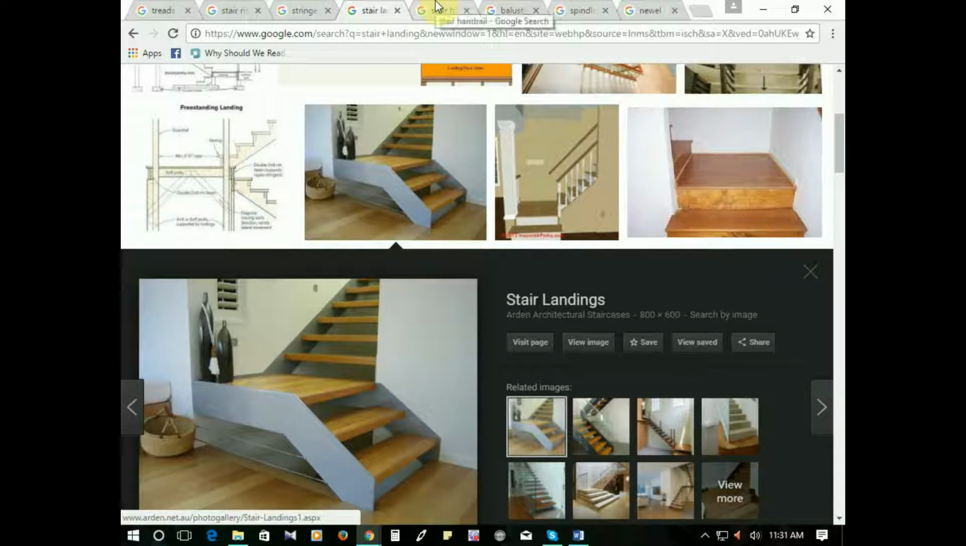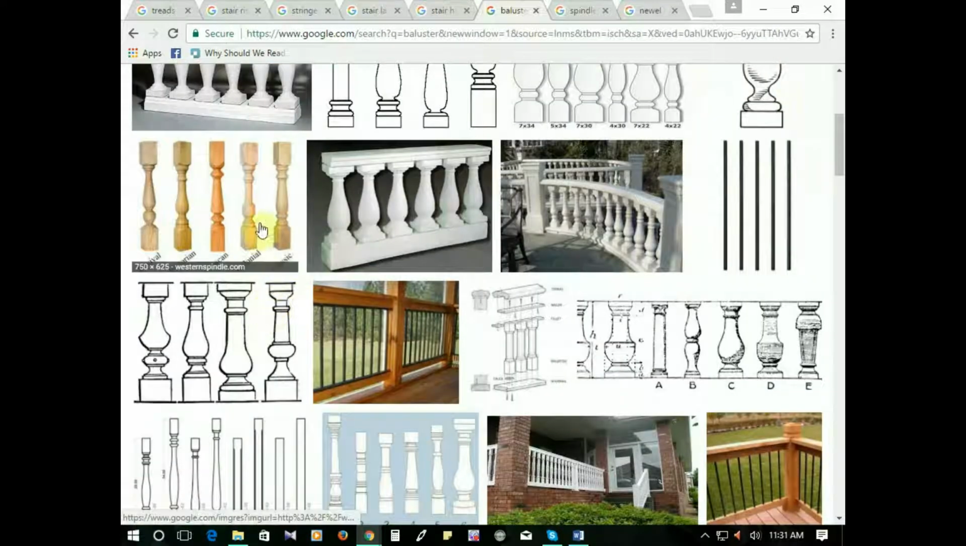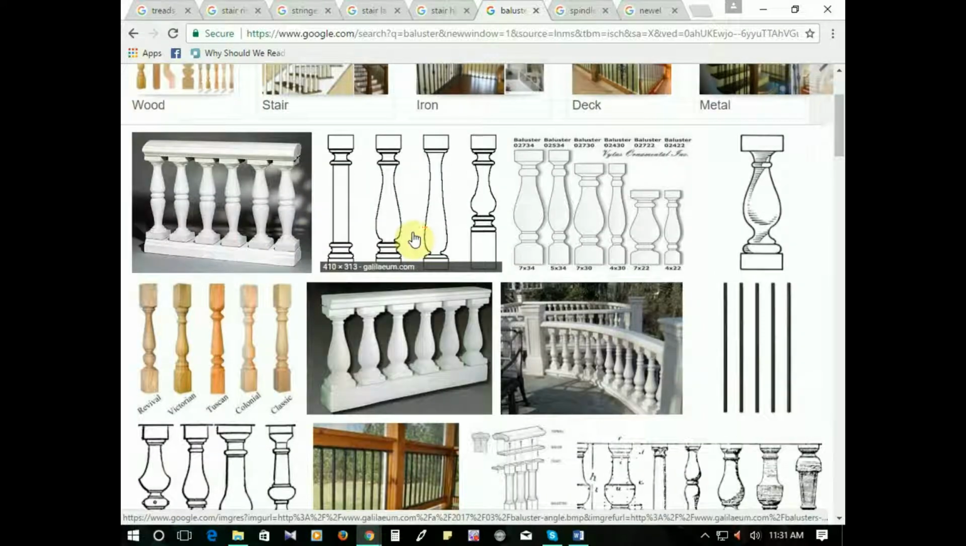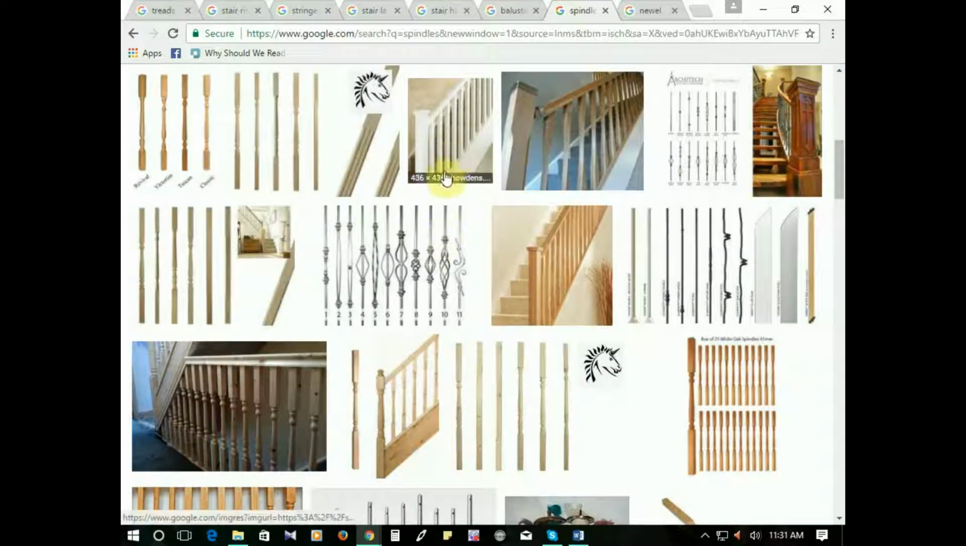All staircases will have handrails installed for safety measures. A baluster is a decorative short pillar in a series supporting the handrail along the staircase. So these are pictures of balusters. If instead of them being decorative, they're plain and thin, they can also be called spindles.